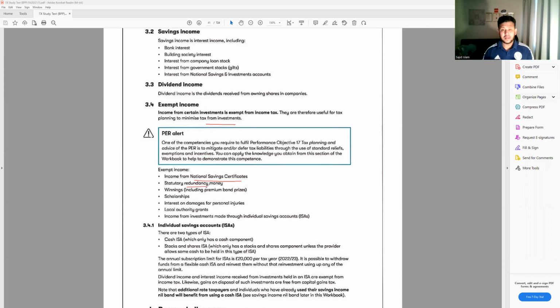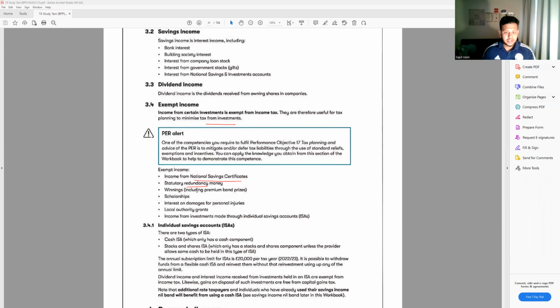Redundancy means if you leave the job not by your choice, if the company says we don't have any work for you. If they want you to go for redundancy, they may give you some lump sum payment, normally the next 6 months' salary. If they give you a lump sum amount, it is exempt for tax purposes.